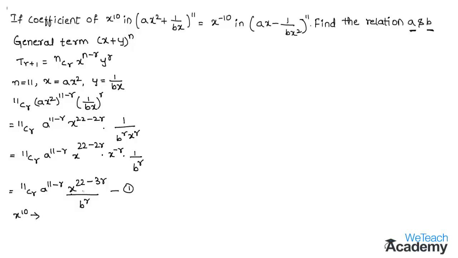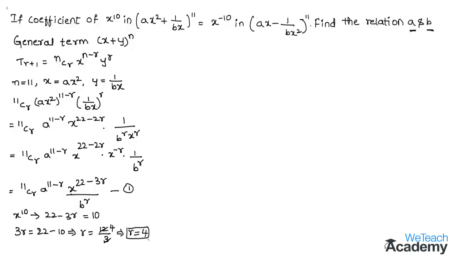So let us equate the power of x, which is 22 minus 3r is equal to 10. Now let us transfer minus 3r to the right hand side and 10 to the left hand side. We get here 3r is equal to 22 minus 10. That implies r is equal to 22 minus 10, which is 12, divided by 3. So on simplifying, 3 one time is 3 and 3 4 times is 12, so we get the r value as 4.